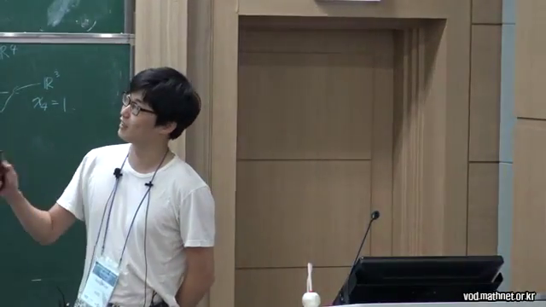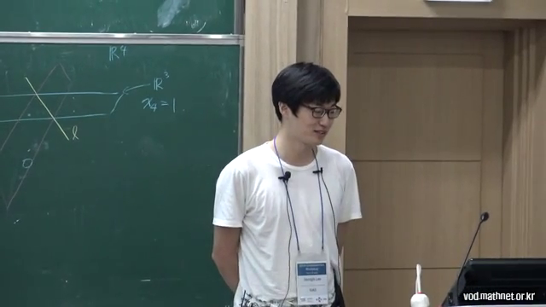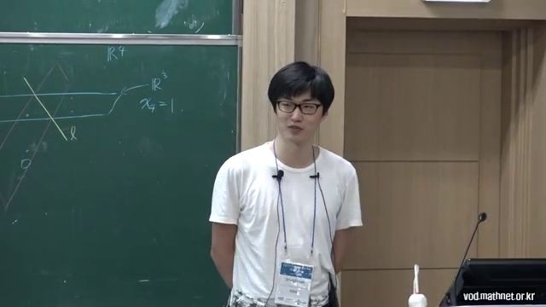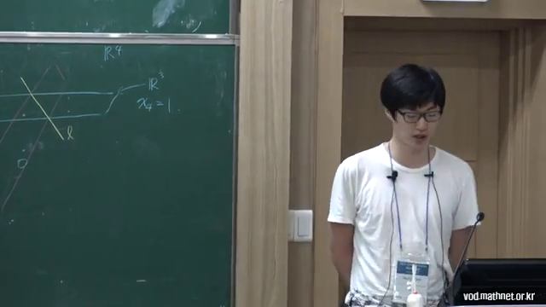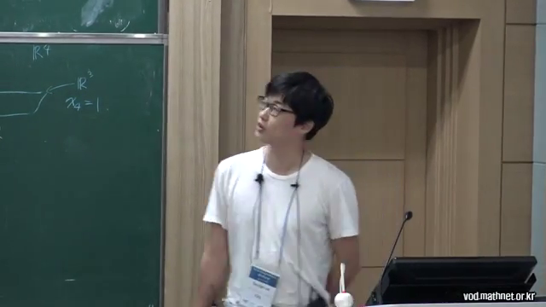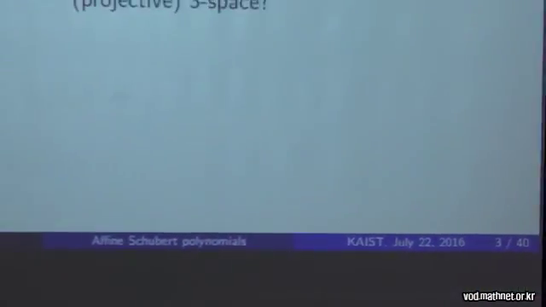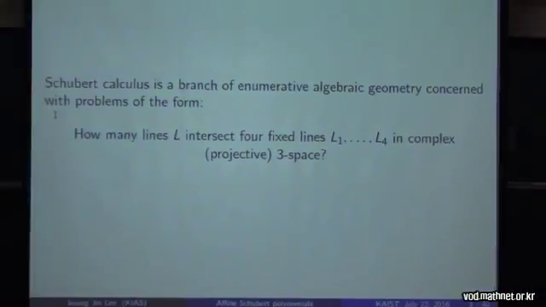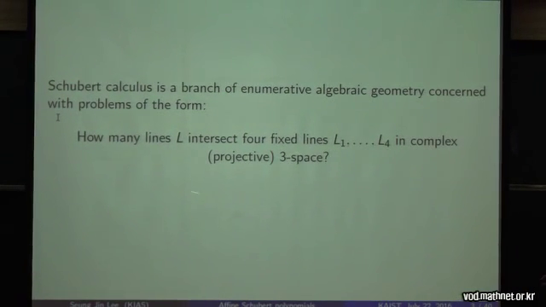The title is Introduction to Affine Schubert Polynomial, but the talk will basically be a survey of what the area is about, which is called Schubert calculus. So I'm going to start with introducing what this area is about. Schubert calculus is one part of enumerative algebraic geometry, and this question is the easiest question in Schubert calculus. So let's try to understand this.